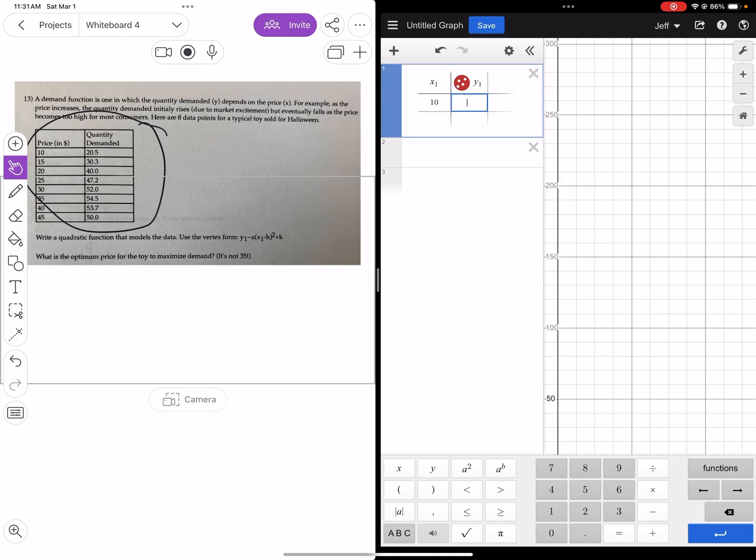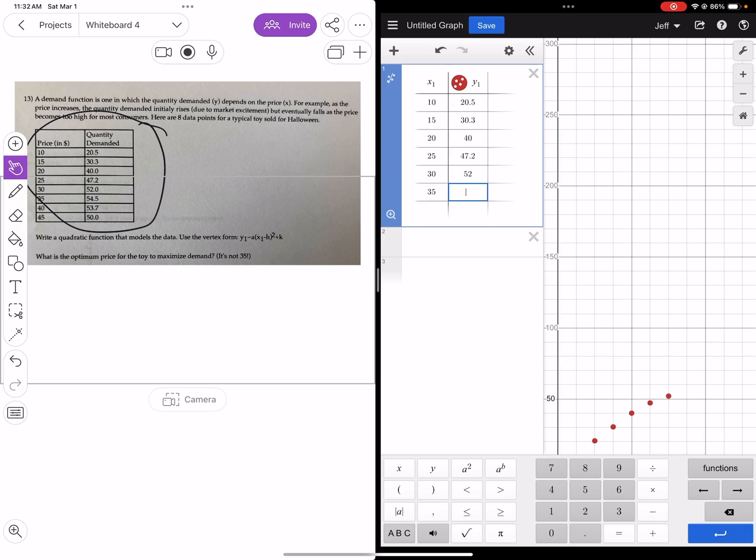all those numbers. So 10, 20.5, 15. I should have had these all entered in before. 30.3, 20, 40, 25, 47.2, 30 is 52. 35, 54.5. Oh, it's starting to come down, I think.